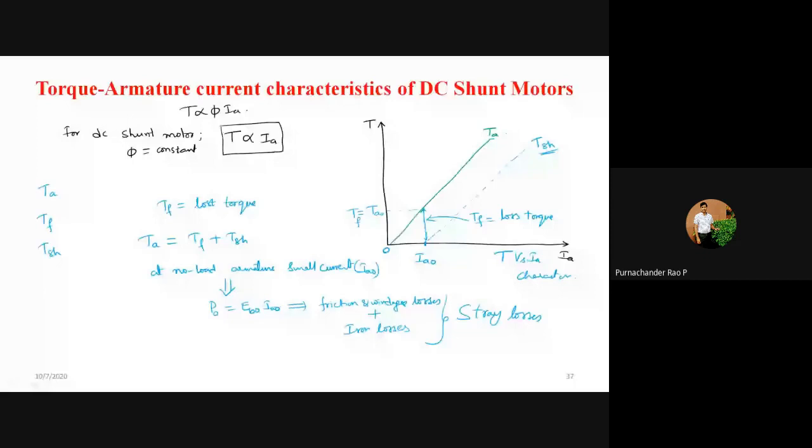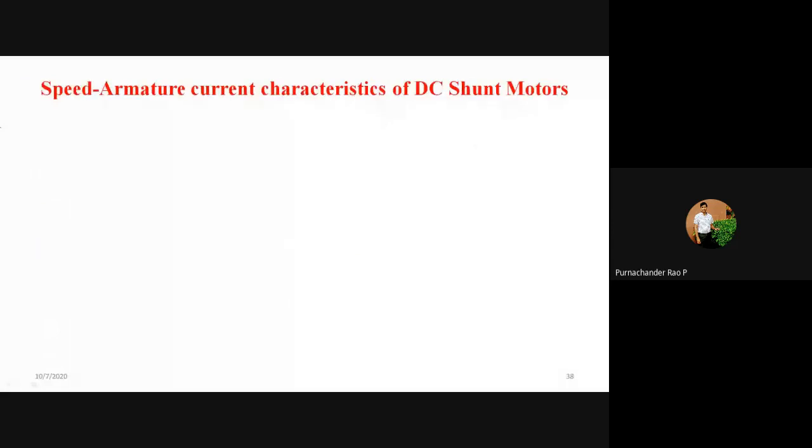Okay, so this is about the first characteristic, the torque versus armature current characteristics. And next, we will discuss the speed versus armature current characteristics. As we know, for the shunt motor, the speed equation is given as N is equal to (V minus IA RA) divided by flux.